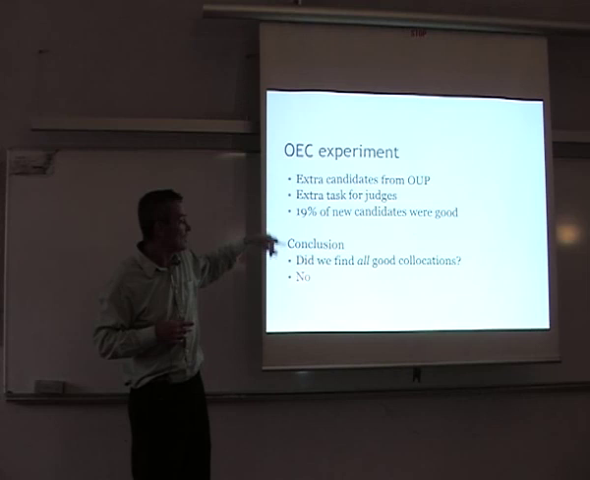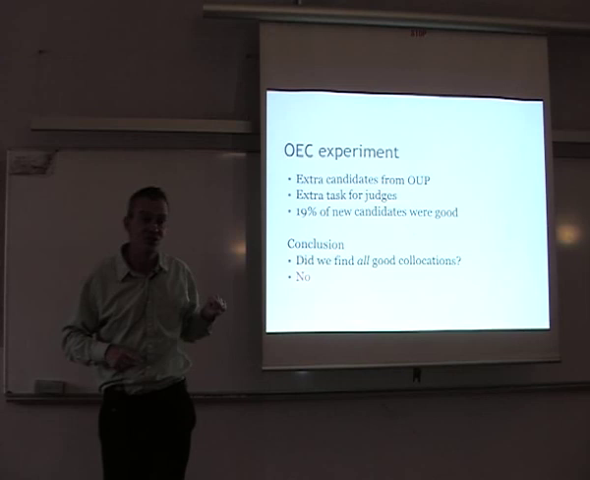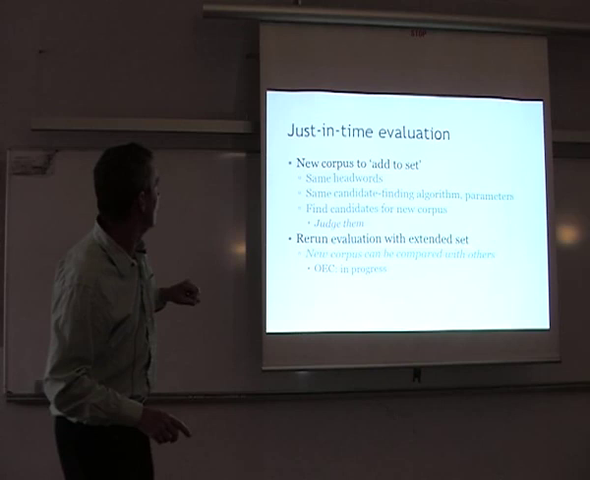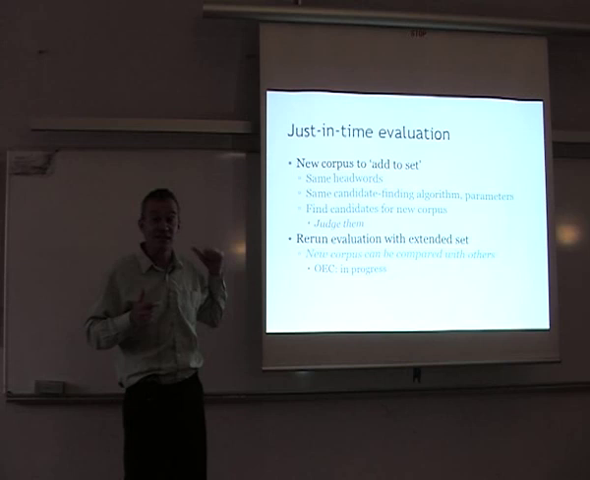So the conclusion. So this is as in the graph, which didn't quite get to the zero line. The conclusion, whether we find all good collocations, is sadly no. And how can we respond to that? How does this corpus evaluation paradigm work despite this problem that we didn't find all the good candidates?